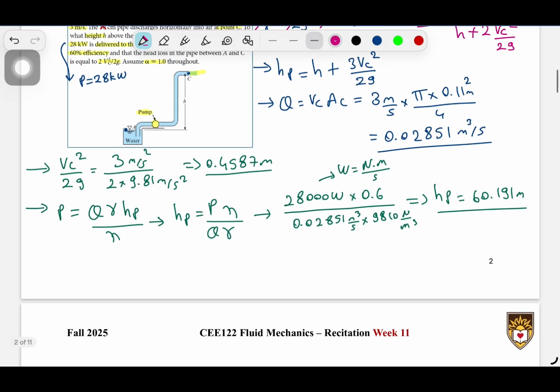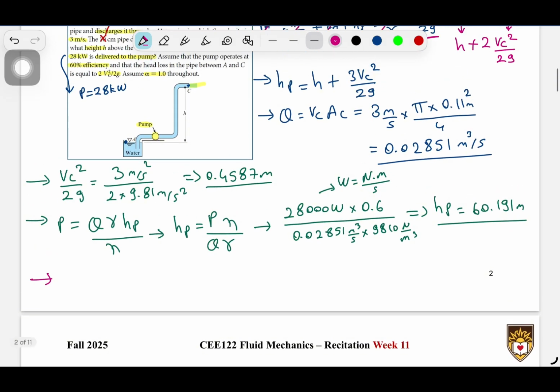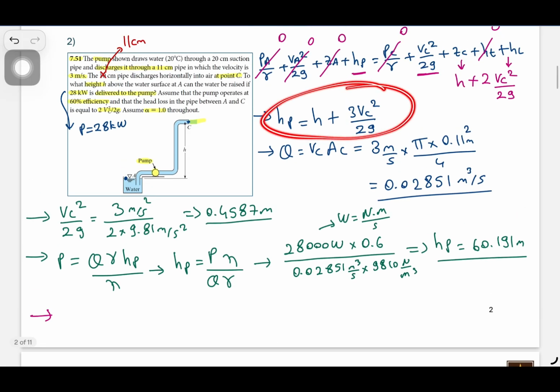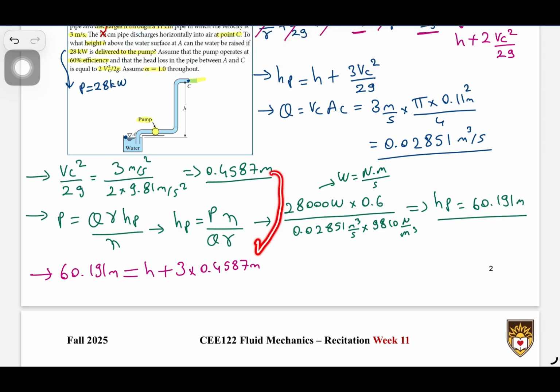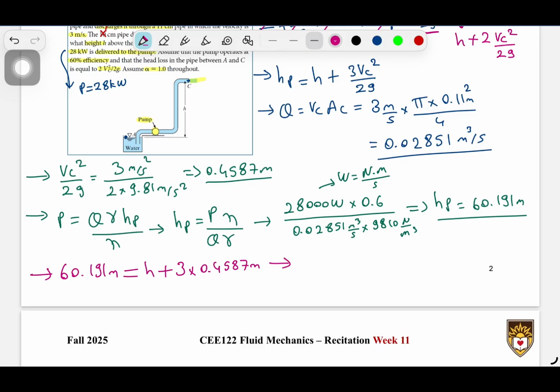And lastly, we can use this equation. Because right now HP is 60.191 meters equal to H plus 3 times 0.4587 meters, which comes from here. And finally, we can get H as 58.8 meters.